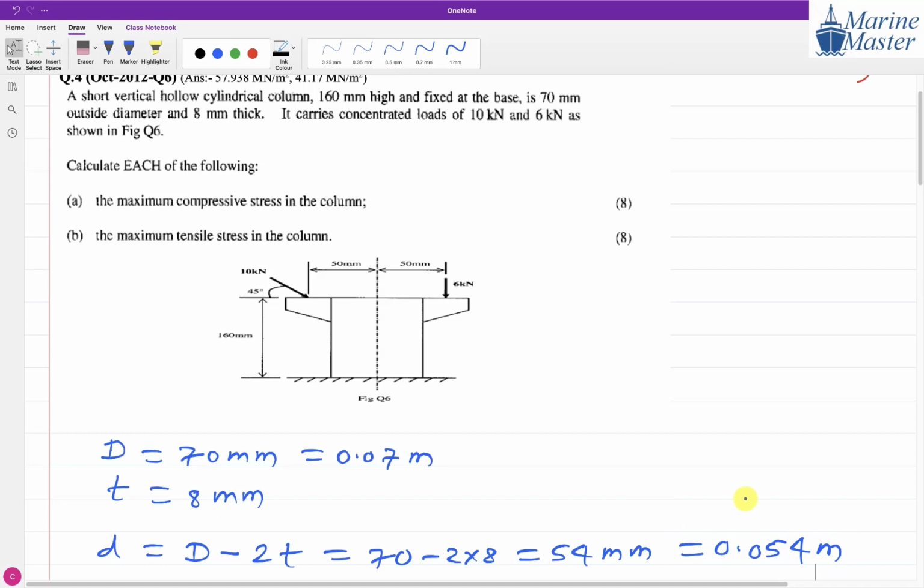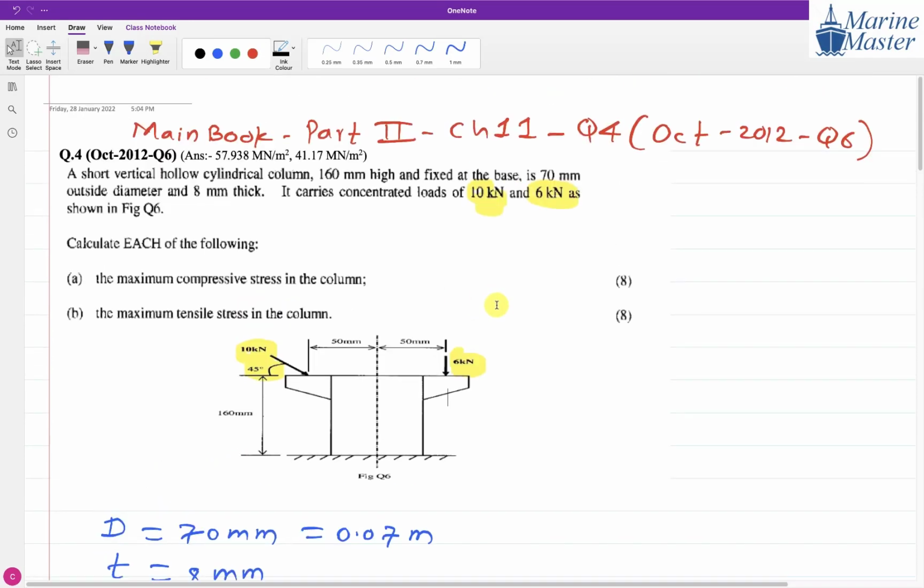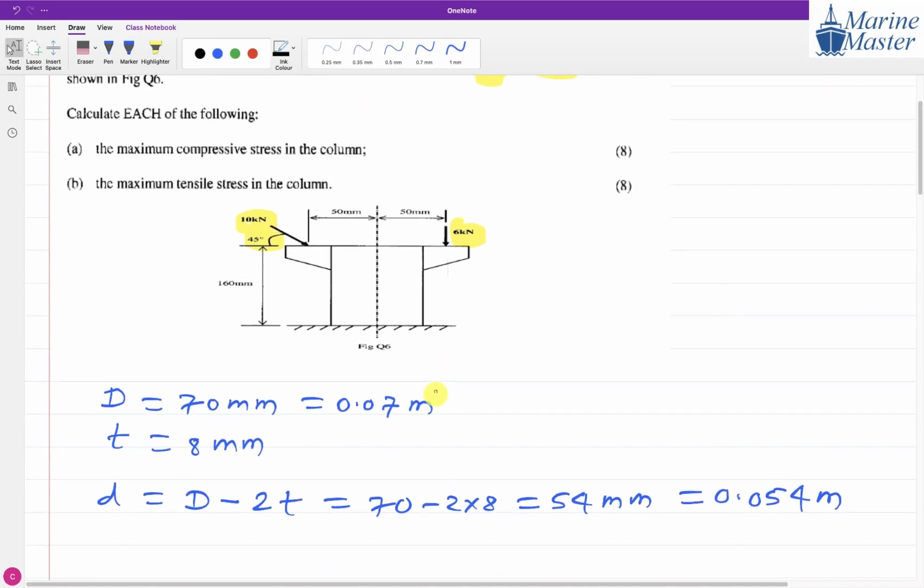Then the column carries a concentrated load of 10 kilonewton at an angle of 45 degrees, and we have another load, 6 kilonewton, which is a vertical one. Before going further, always give the heading of the question before reading the question. Keep a practice like that. Now please write down these 3 given things, and then we will see further. Very simple question, nothing much in this question.